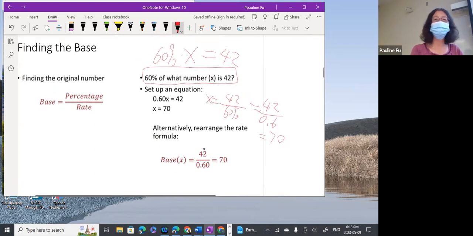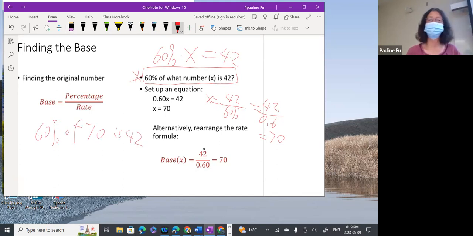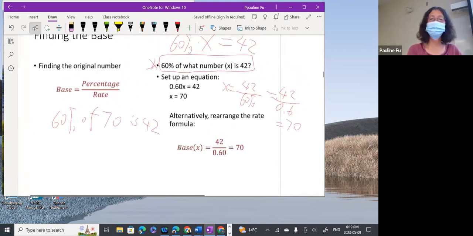This kind of question, you have to read the original question carefully. 60% of what number is 42? So 60% of 70 is 42, final answer. Questions?